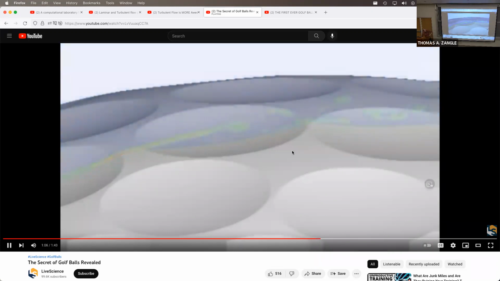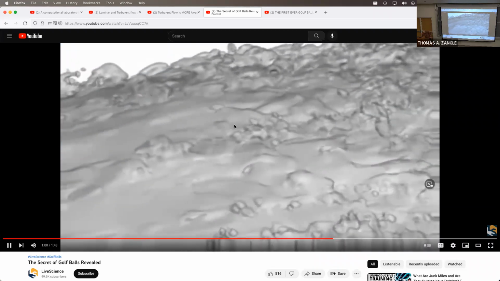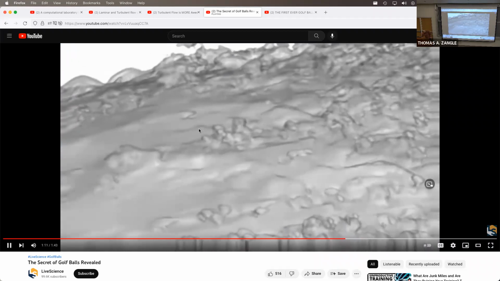We see that the cumulative effect of the vortices pulls air down onto the ball, delaying energy wasting separation.